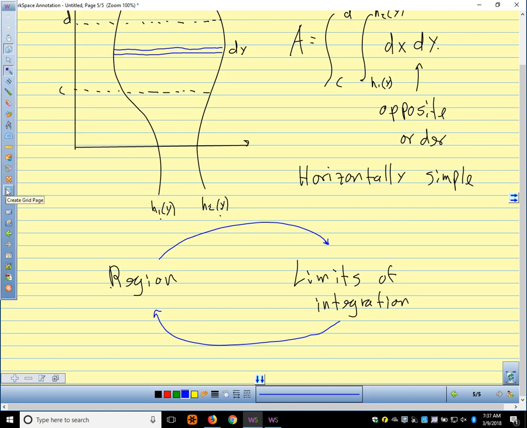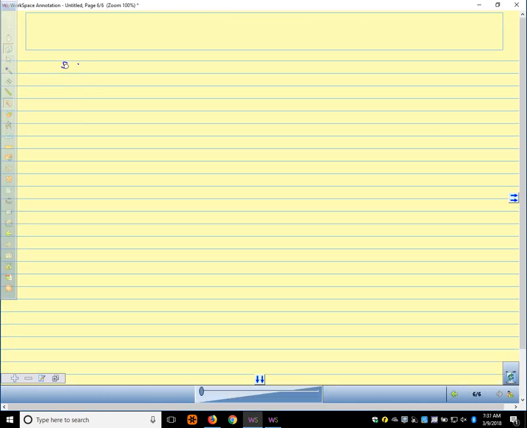All right, any other questions before we go on with some more examples? All right. So here's our first one. The rest of these examples are just going to be setting up and evaluating iterated integrals.